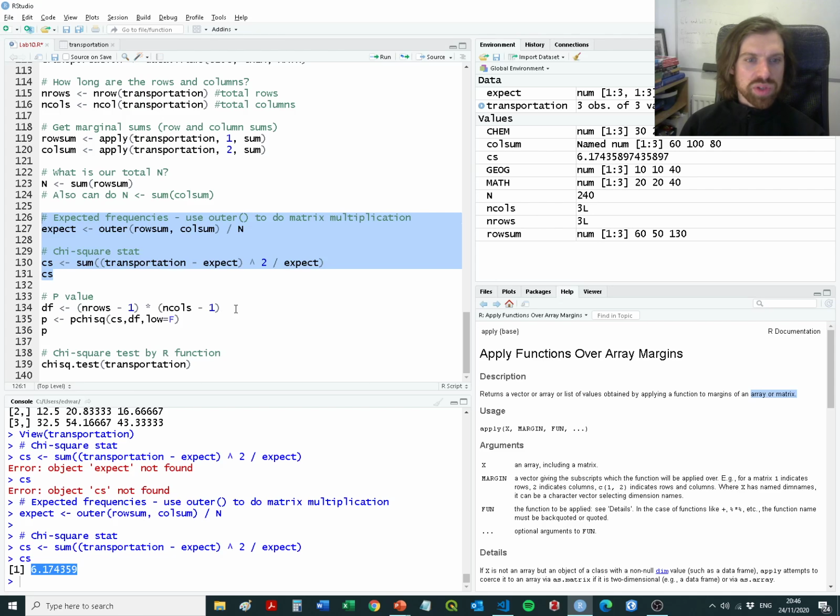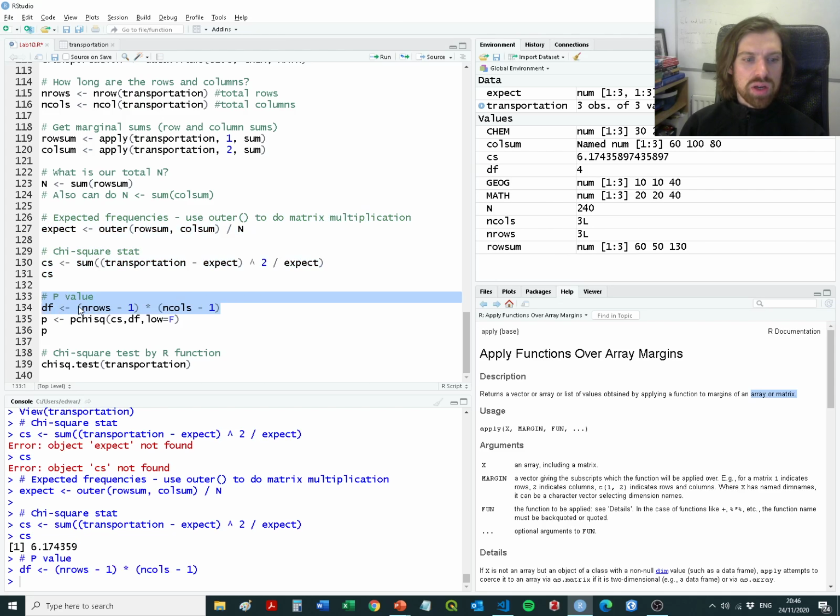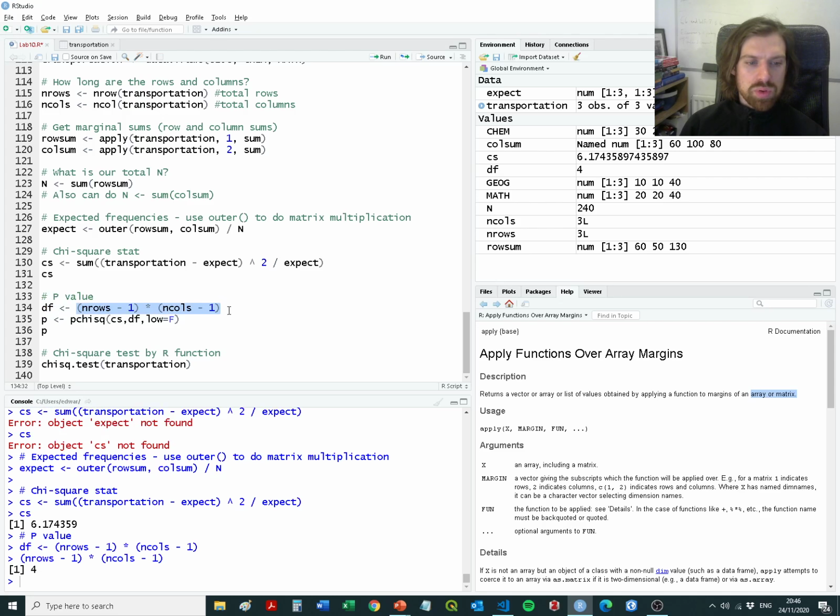Okay, so that's still quite a large chi-squared value. And what we then want to do basically is to create the data frame, which we've done over here. Let's have a look at that. Oh, sorry, not data frame. That's the number of degrees of freedom.